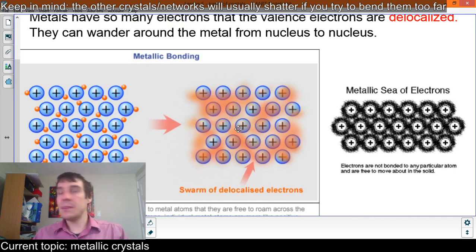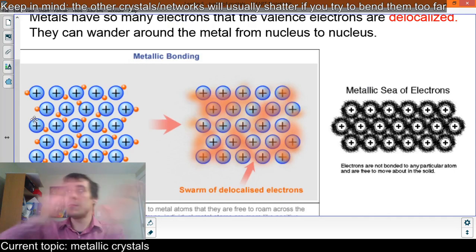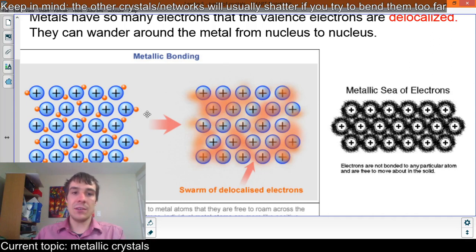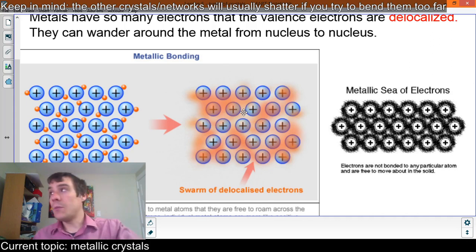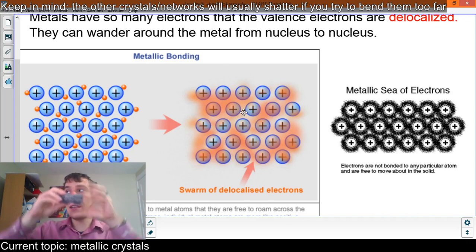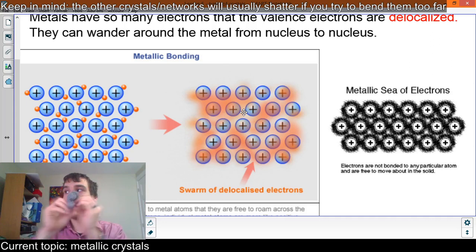Let's start with electrical conductivity. Why do metals conduct electricity? Well, you stick an electron on this side, all of the electrons move down, and an electron comes off the other side. So it's very easy for them to push electrons back and forth. Why are metals so ductile? Why can I take this and bend it and it's fine, right?